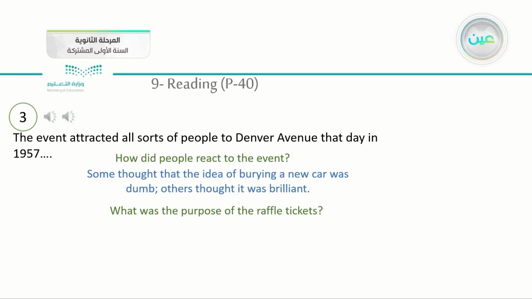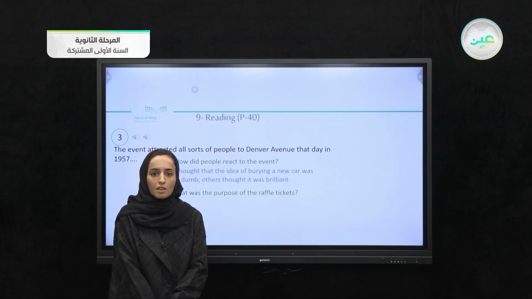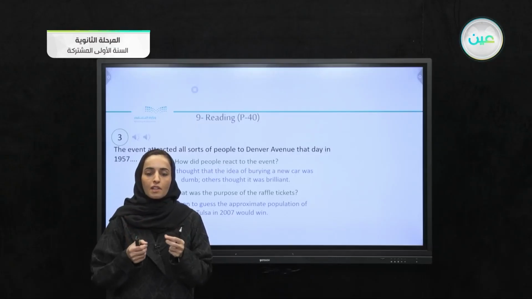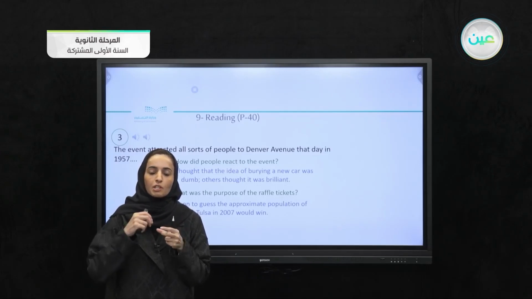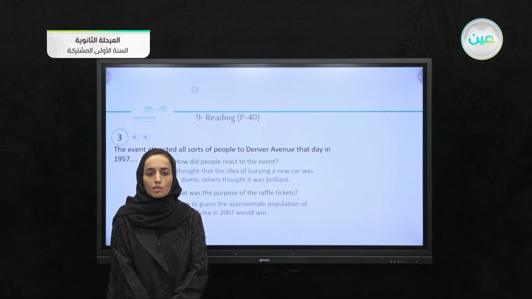Okay? How about the purpose of the raffle tickets? It was an event and there was a contest or a game. Why did they have raffle tickets, small tickets? The person to guess the approximate population of Tulsa in 2007 would win. So the main idea is you pay money, maybe $2 to $3, then you buy a ticket with a number and you guess the number of people in Tulsa in 2007.